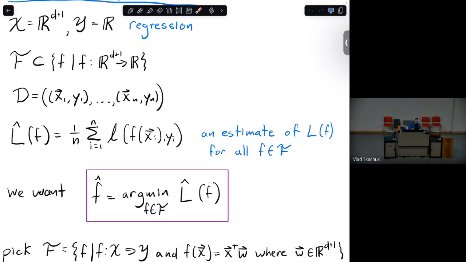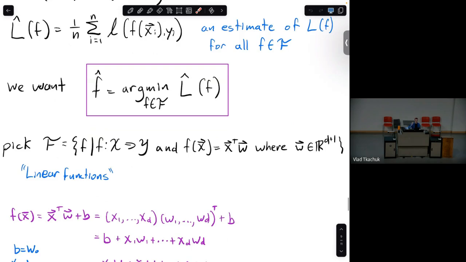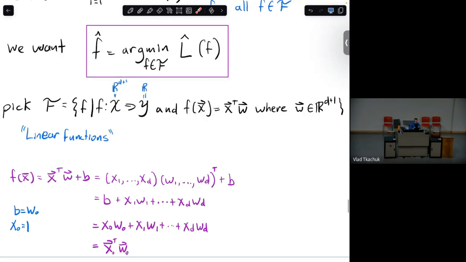To solve this problem, we do a couple of steps. First, we define the function class in a special way. This is your typical thing you've seen. They are functions from X to Y, where X is R^(d+1) and Y is just R. These are your predictors, and they have the special property that they all look like linear functions, which means they are a dot product. The features are dot producted with what we call a weight vector or parameter vector, w. That's what the functions all look like.